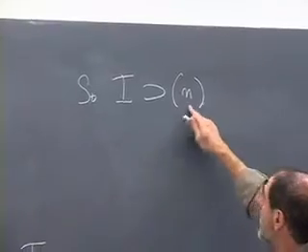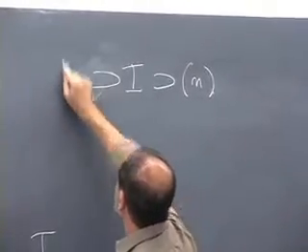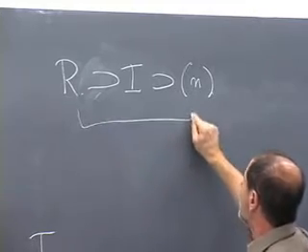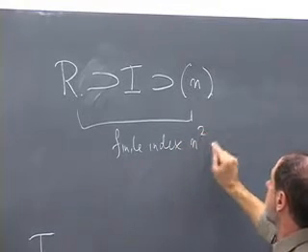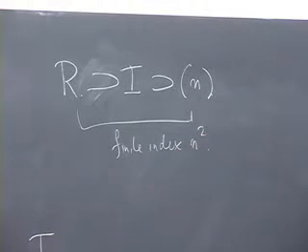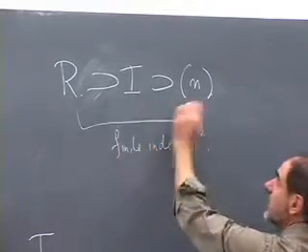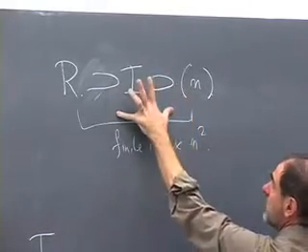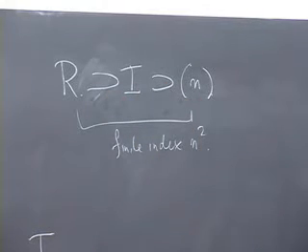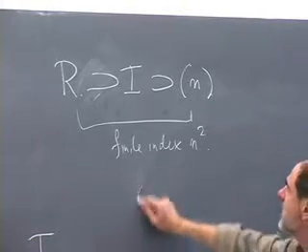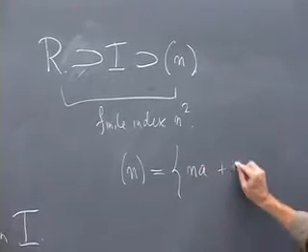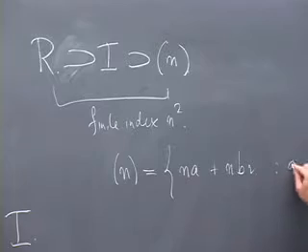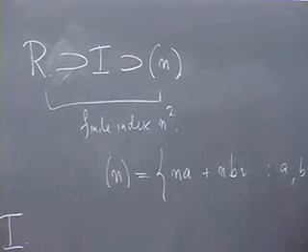But I claim that this ideal has finite index in the ring. I claim that this ideal has finite index, n squared. And if this index is finite, then certainly this index is finite, because the size of this index is this times this. Why does this have finite index n squared? Well, what is the principal ideal generated by n? The principal ideal generated by n consists of all the things of the form na plus nbi, a, b in Z.